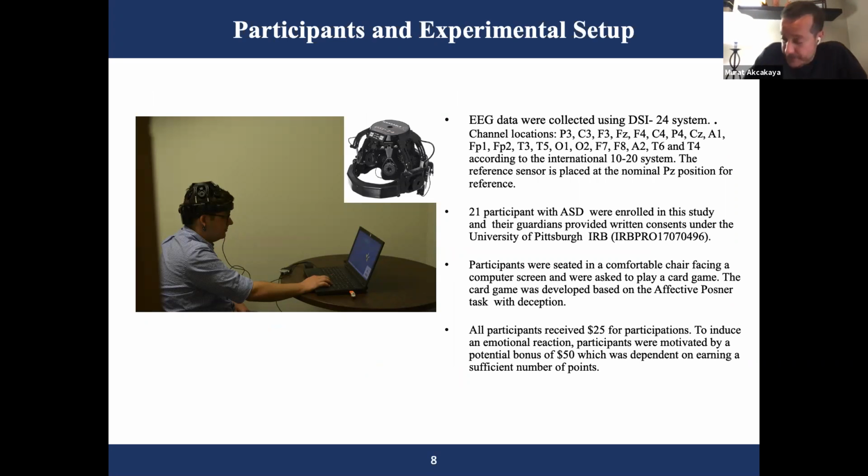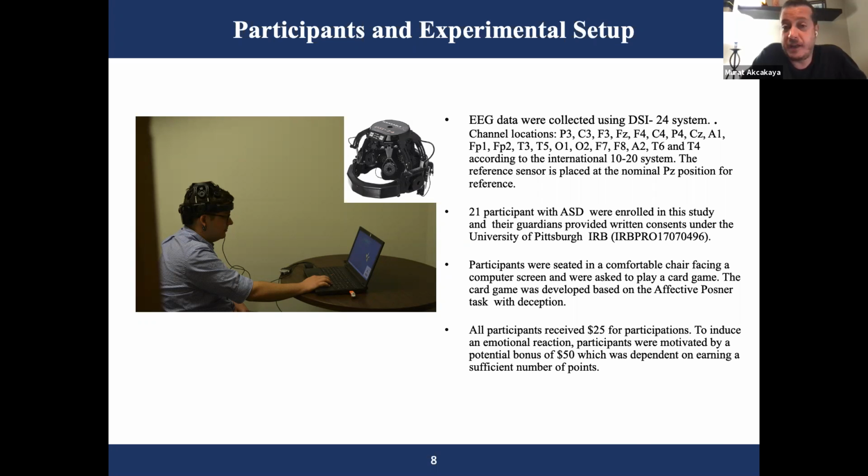As I said, I will show our preliminary results toward achieving our overarching goal. These preliminary results include EEG collection from a card game that's based on the Affective Posner task. The EEG data is collected by the SI24 system, and the electrode channel locations are listed here, in addition to the reference location.